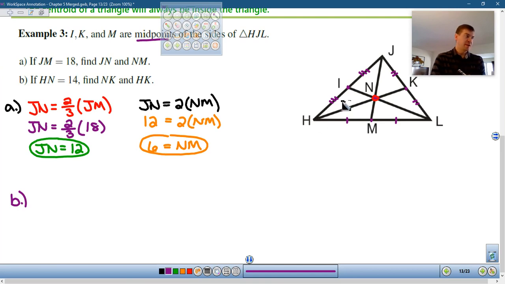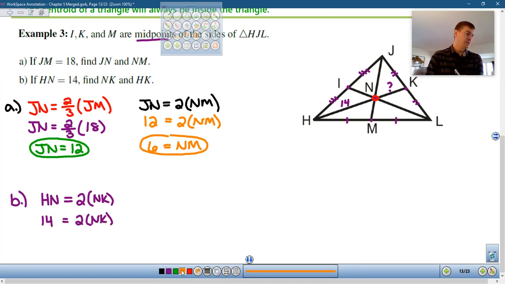HN. All right, so HN is 14, and they want us to find NK. What's the relationship between those two? HN is twice as much. HN is 2 times as much as NK. So HN is 14. 2 times, we don't know what NK is. If we divide by 2, we will find what NK is. NK is 7. And then they say, what is HK then?